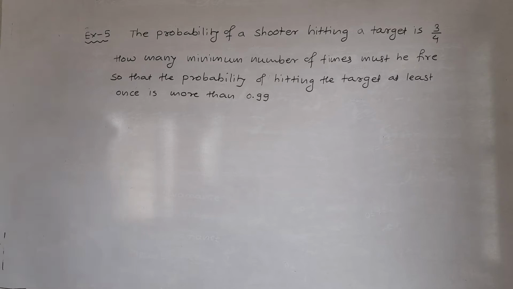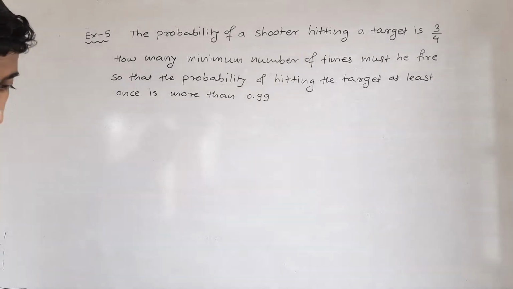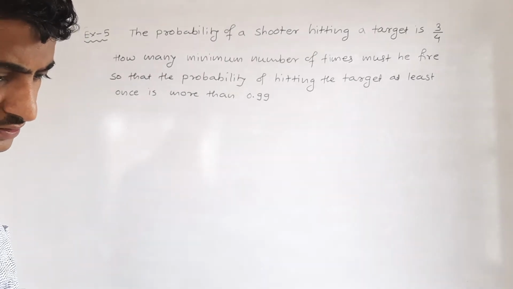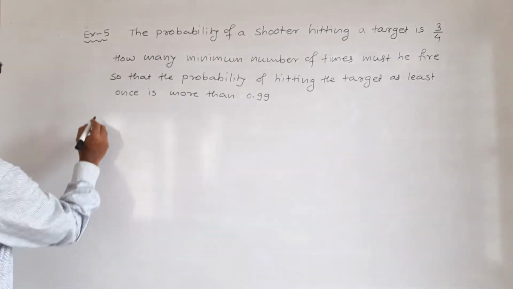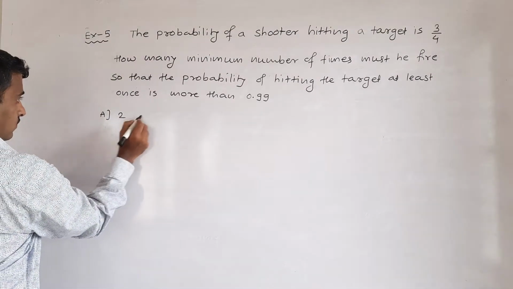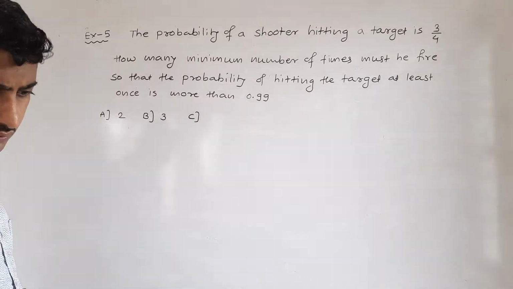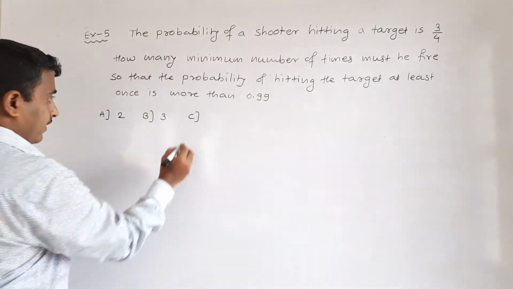Next example. The probability of a shooter... Options are A is equal to 2, B is equal to 3, C is equal to 4 and D is equal to 5.